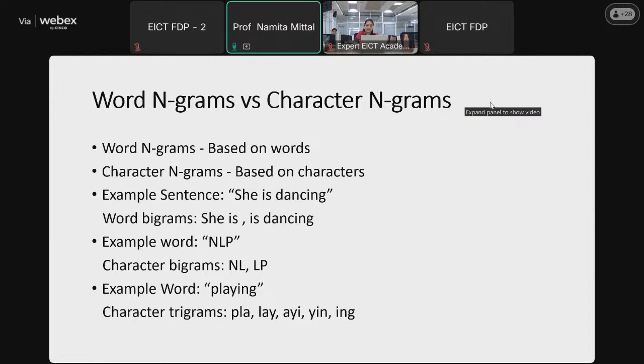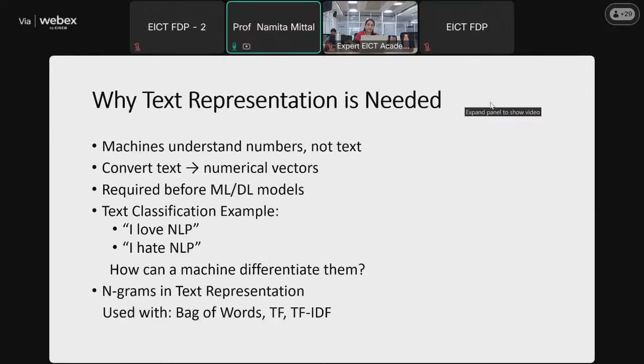Character bigrams: PL, LA, AY, YI, IN, NG. And character trigrams will be PLA, LAY, AYI, YIN, and ING. Now the question must be coming to your mind: why do we use it? Where do we use it? I'll come to the examples.